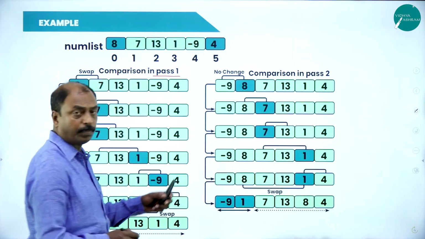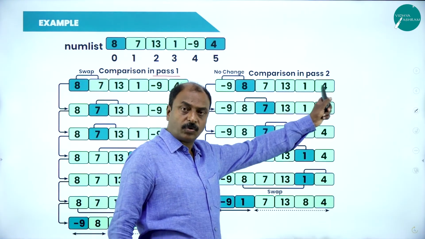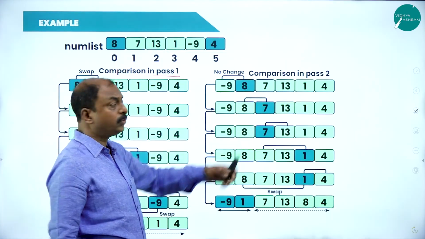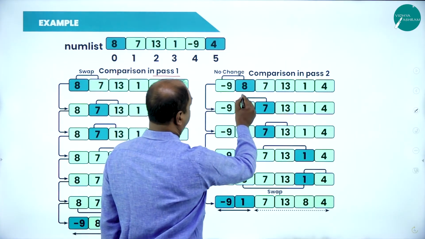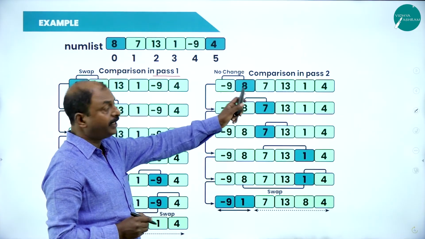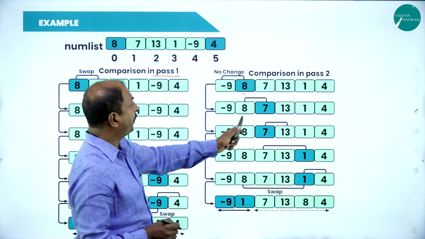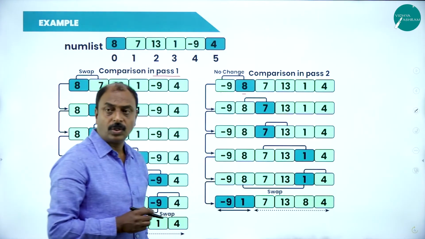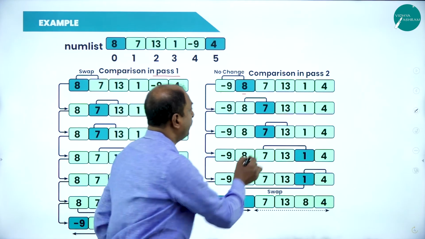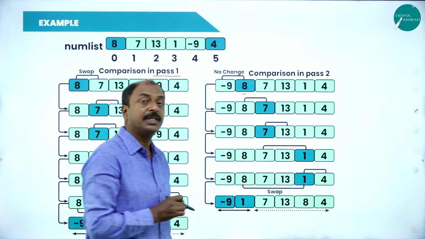At the end of pass 1, these are the elements. We'll continue with this output. In pass 2, we are going to start with the element 7. So here minus 9 is less than 8. So next one is 8. I am going to compare 8 and 7. So out of 8 and 7, 7 is the smallest element. We are going to mark this 7 as the smallest element.